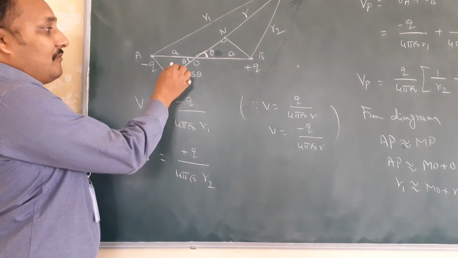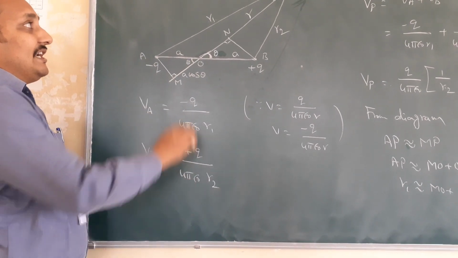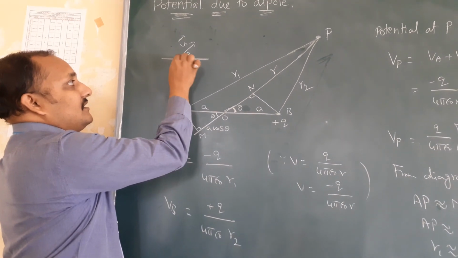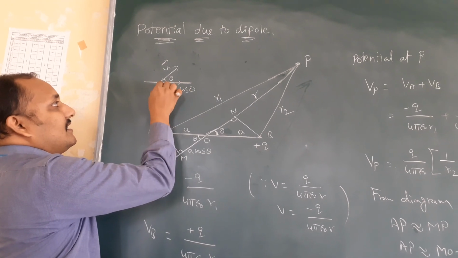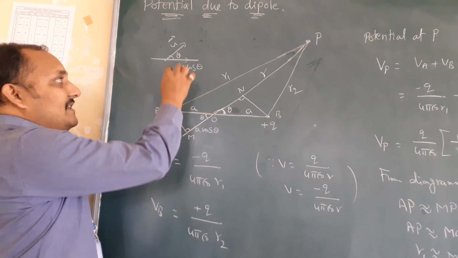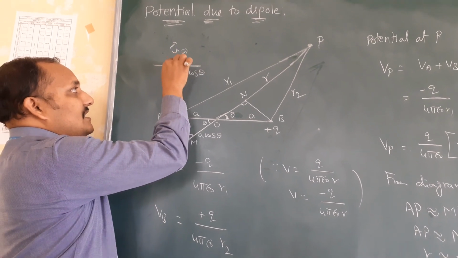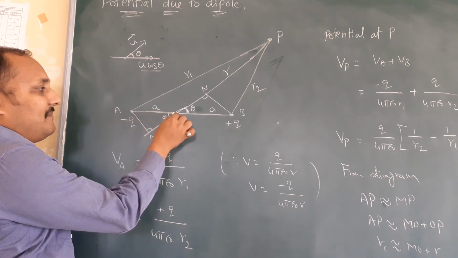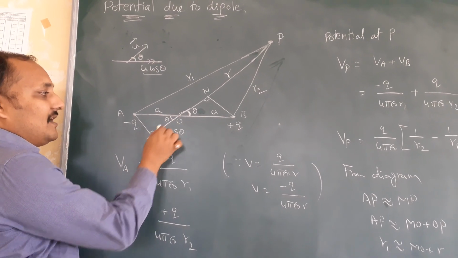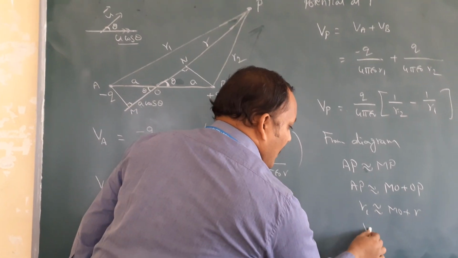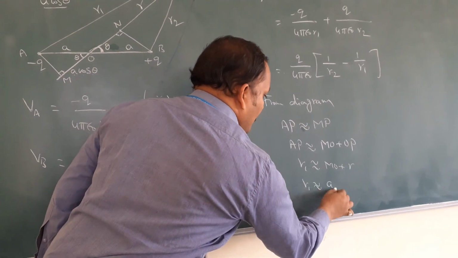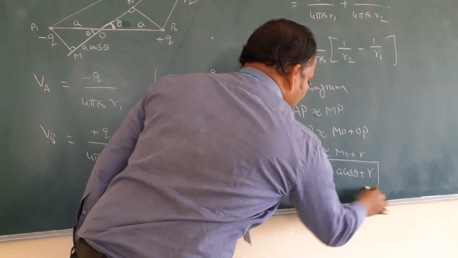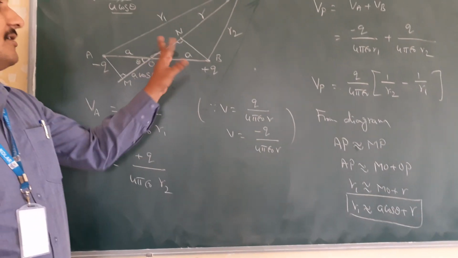How did you get the resolution? First we came to know it in the projectile lesson. Velocity U bar will be resolved into two components. This component is U cos theta, and this component is U sin theta, the side adjacent to angle theta becomes cos theta, isn't it? Now this is a, so this will become a cos theta. Therefore r1 is almost equal to a cos theta plus r, or r plus a cos theta.